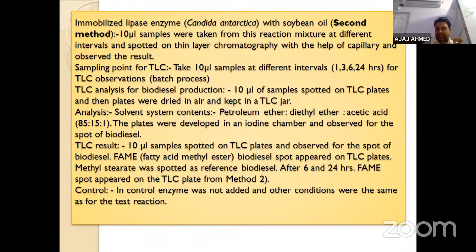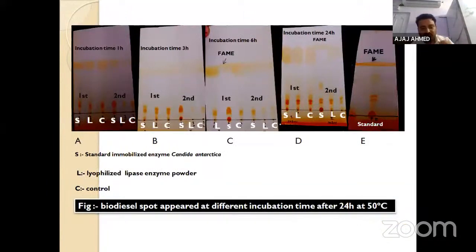After 24 hours, the same spot appeared on the TLC plate from method 2. Control. In the control, enzyme was not added and other conditions were the same as for the test reaction. This is the result of TLC.